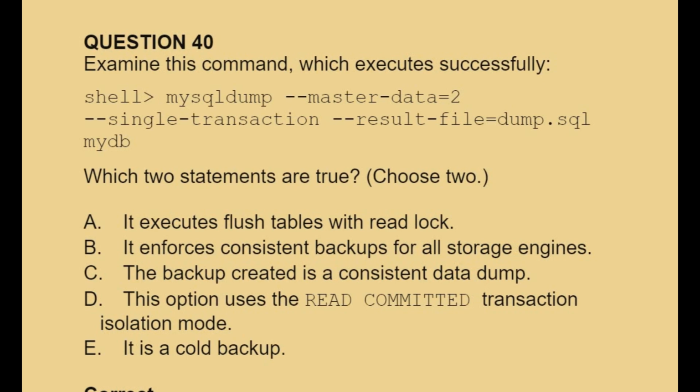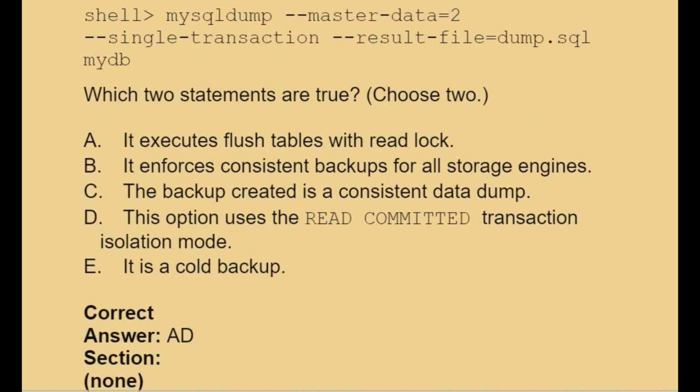Option D, this option uses the read committed transaction isolation mode. Option E, it is a cold backup. Correct answer is option A and option D.